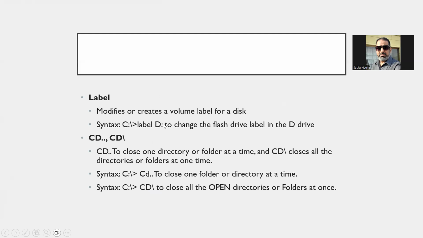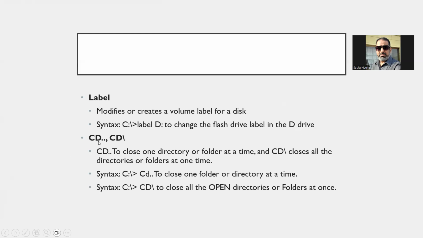And if you want to change the thumb drive, your flash drive volume or the label, you will type label and my flash drive, whatever your flash drive is, E, F, or D. You will have to type D colon to change the flash drive label in the D drive.